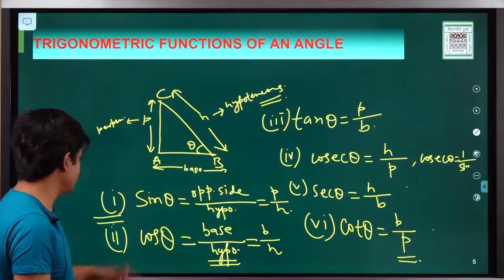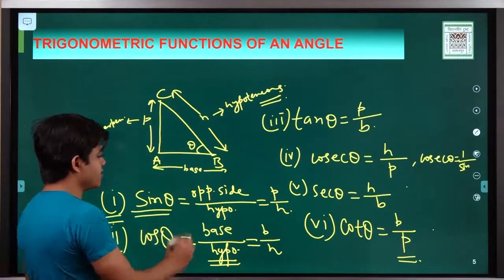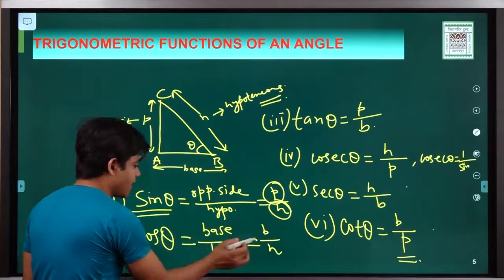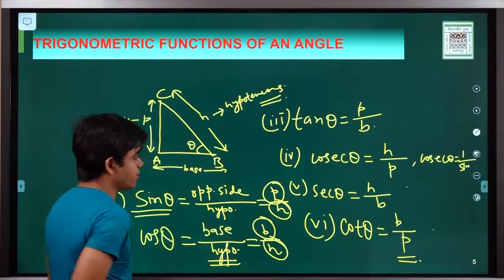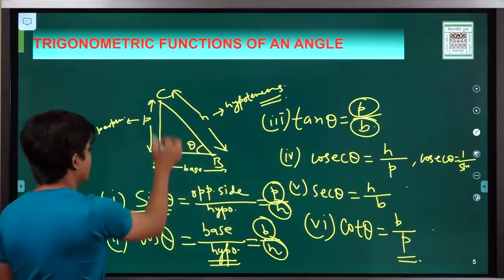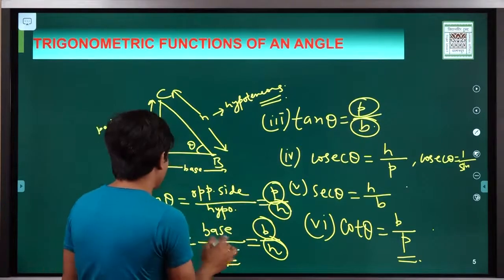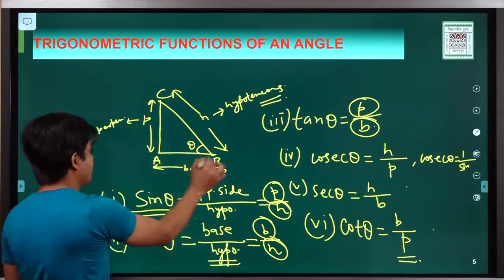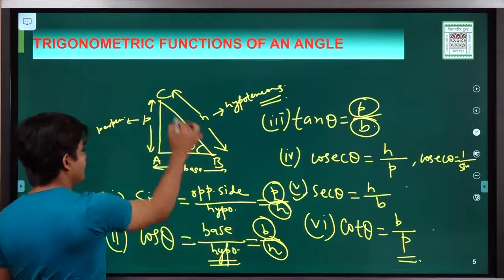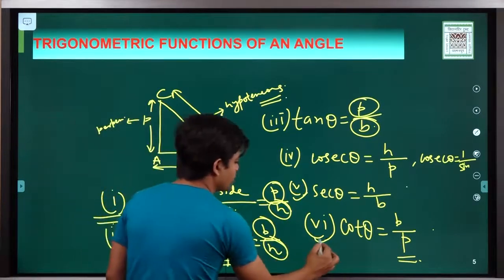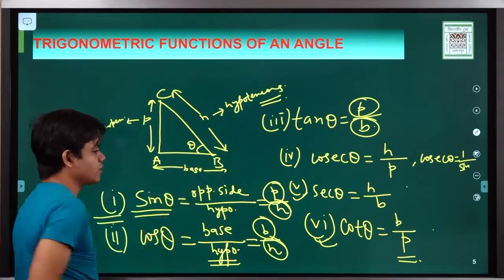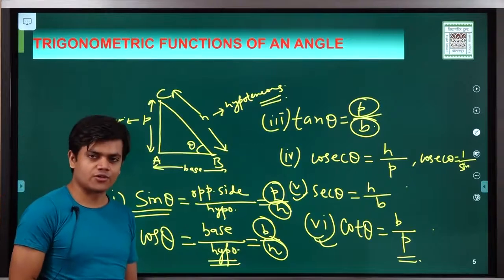This sine theta is the ratio between the perpendicular and hypotenuse. This cos theta is the ratio between the base and hypotenuse. Tan theta is between perpendicular and base. Cosec theta is the reciprocal of sine theta, meaning hypotenuse upon perpendicular. Sec theta is hypotenuse upon base. And cot theta is base upon perpendicular. So there are 6 trigonometric ratios.